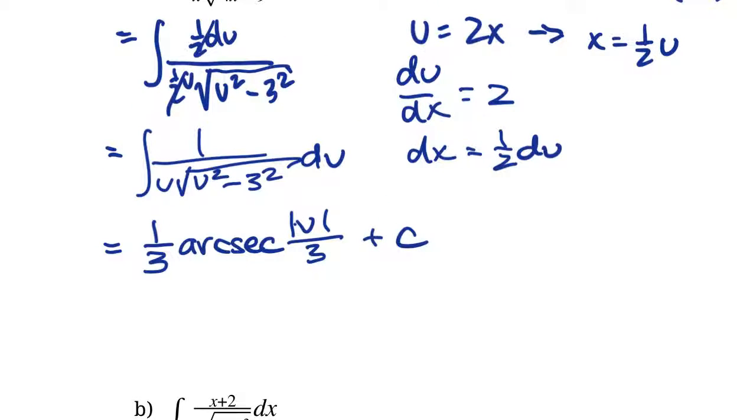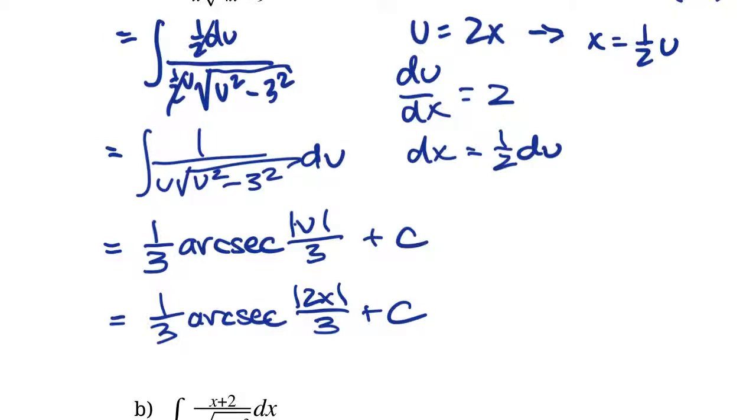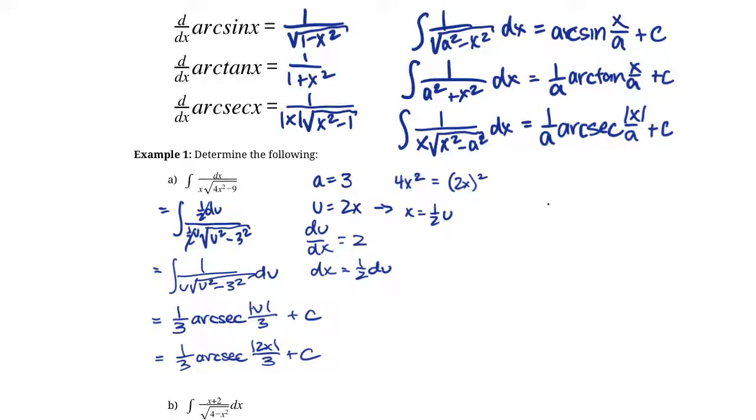Okay, now that we have that, we can back substitute for u, right? Because we want to have x in our final answer. Arcsecant of the absolute value of 2x over 3 plus c. And that's our answer. So see, we're essentially just on the lookout for patterns that look like these right here. And when we find them, we can make a few little substitutions and simplify them like that. Let's try the next question.